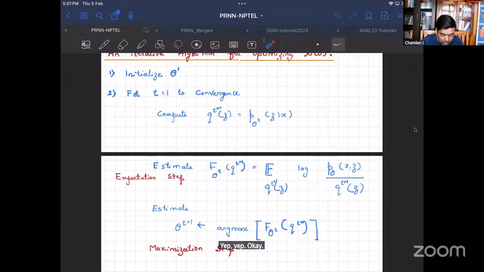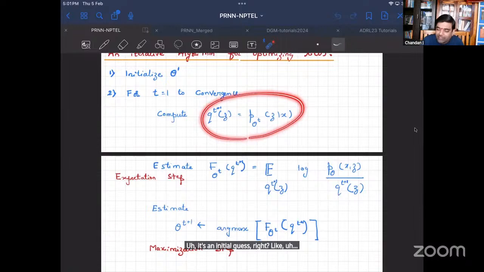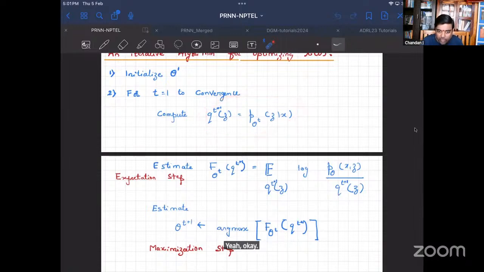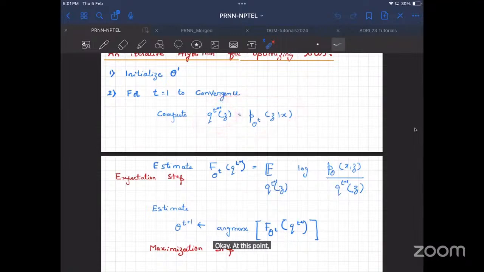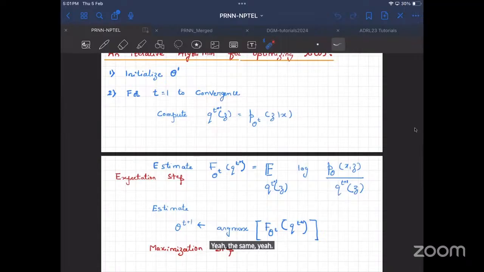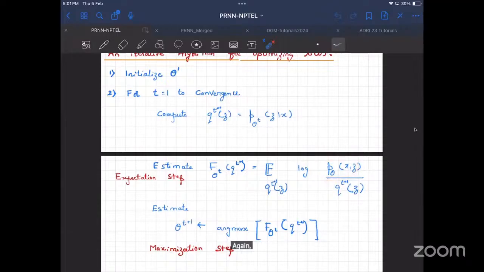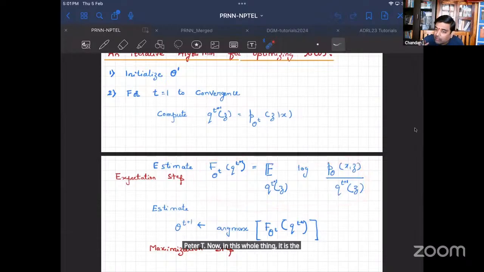See here, what is the theta that you are considering in this case? It's an initial guess, right? The theta t, at the t step. At this point, what is the theta that is there? It is again theta t. Now, at this point, what is the theta? Again, it's the same theta t. Now, in this whole thing, it is theta t.